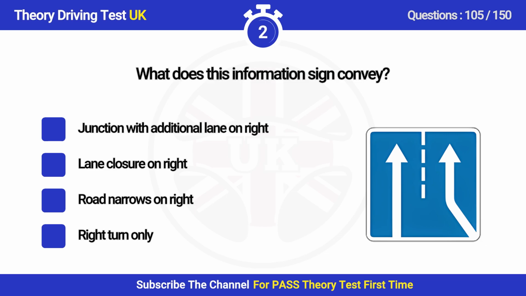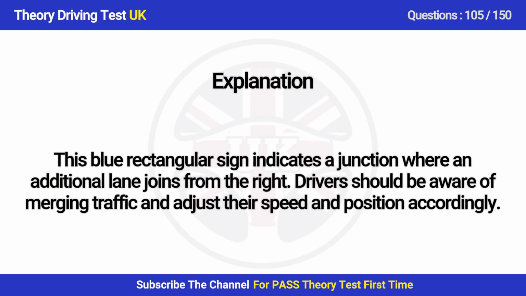Answer is A. Junction with additional lane on right. This blue rectangular sign indicates a junction where an additional lane joins from the right. Drivers should be aware of merging traffic and adjust their speed and position accordingly.